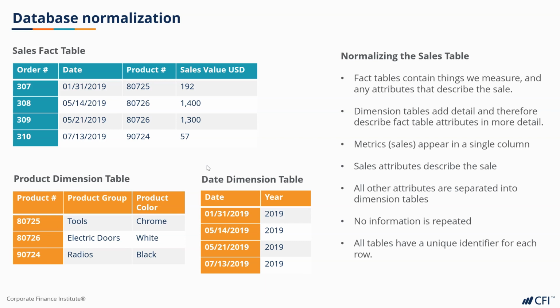And secondly, we also have a date dimension table, adding description to each of the dates within our sales fact table. Having the year in a separate column like this will help us later on to slice and dice our data by year. So remember, sales fact tables contain the data that we measure about our business, whilst dimension tables add descriptions to the attributes in our sales fact table.